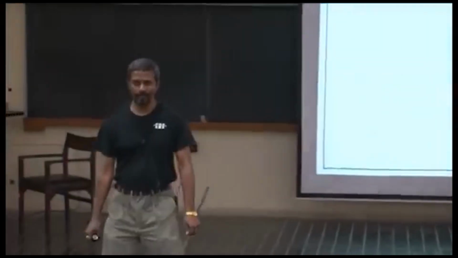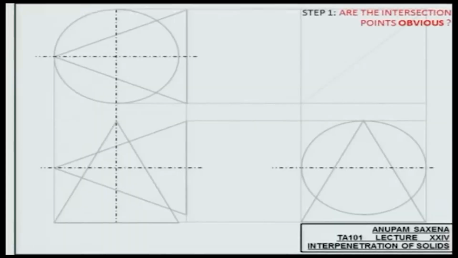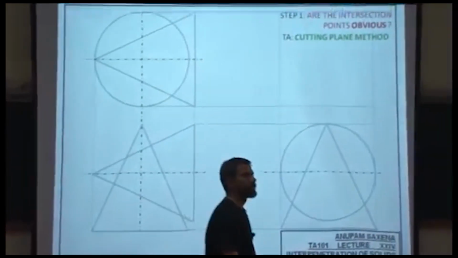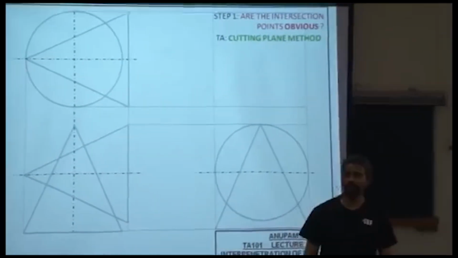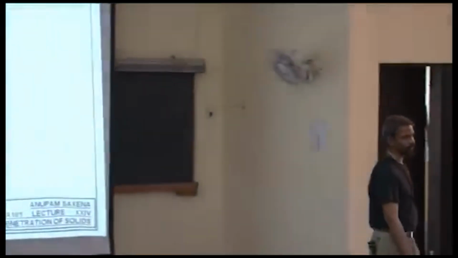No? So it's not going to be easy for you to use the generator method or the select line method. Instead you would want to use the cutting plane method. The intersection points, to me at least, don't seem to be obvious. Use a bunch of horizontal planes slicing the assembly of these two cones. Okay?